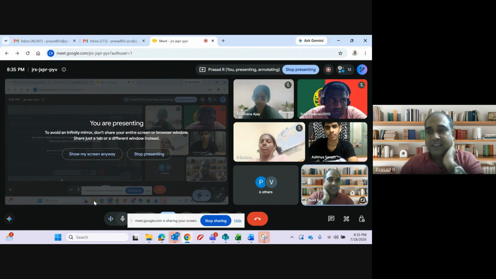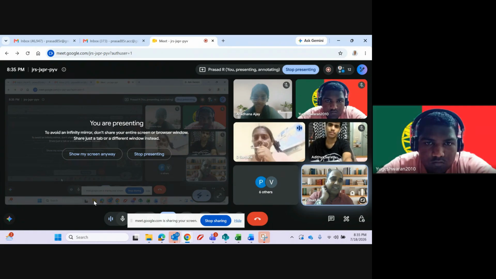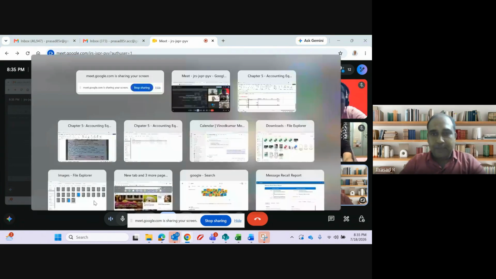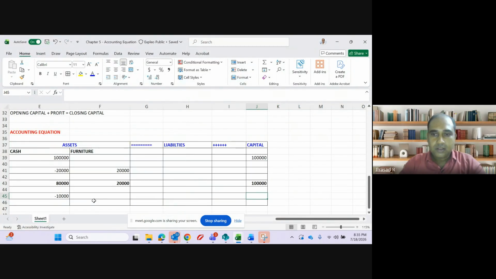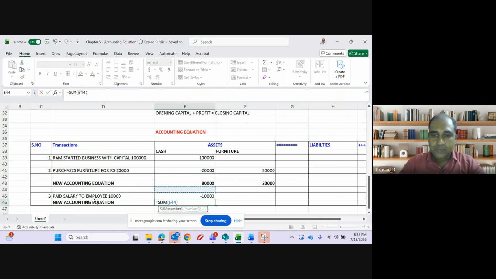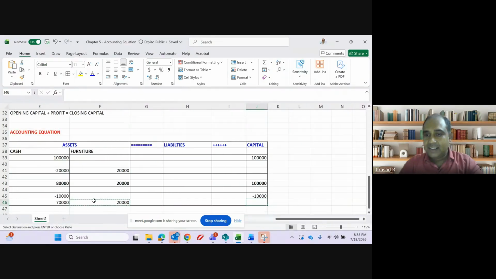When profit will decrease, my capital will increase or decrease? Decrease, sir. My capital increases because of profit, my capital decreases because of loss. So my impact to capital will be what? My capital will decrease by minus 10,000 rupees. So my new accounting equation will be: I have cash of 70,000, furniture of 20,000 and capital of 90,000 now. So 70 plus 20 is 90. My capital will become 90,000.